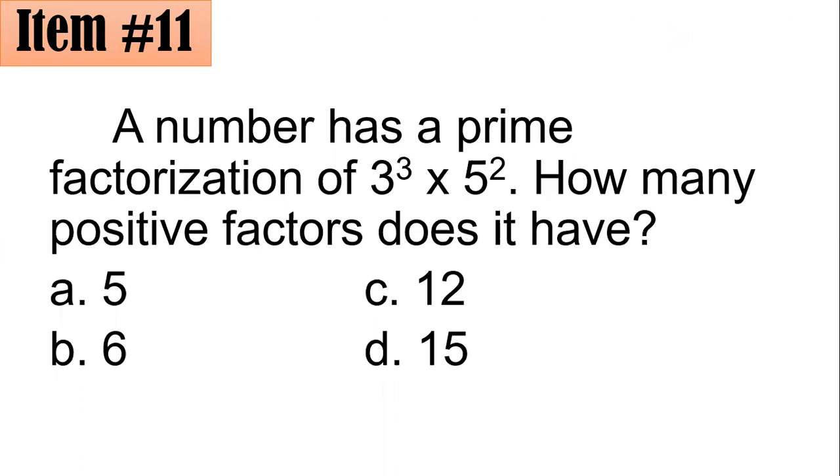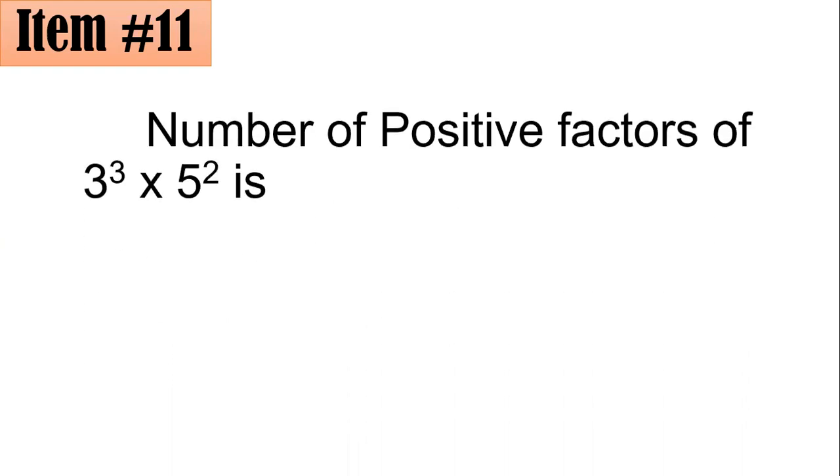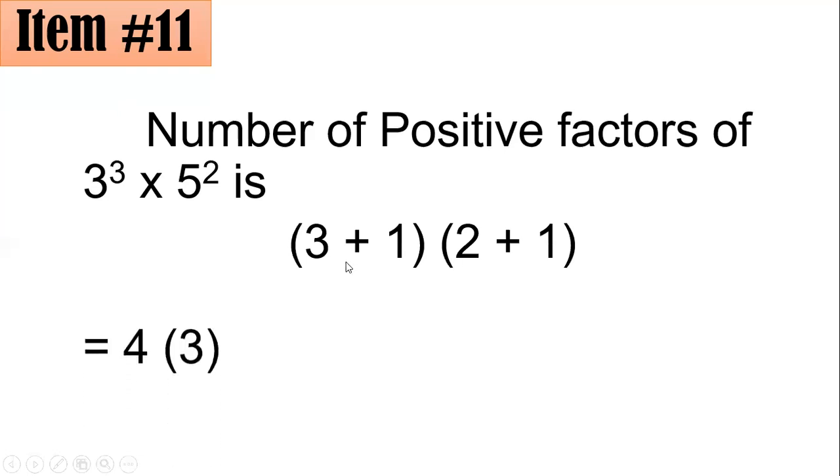So actually, we will be invoking number theory here. Remember that in 3 cubed times 5 squared, you have your prime factors raised to certain positive integral exponents. If this happens, you could review your number theory. What you have to do is add 1 to the exponents. So 3 here is the exponent, 3 plus 1. Here, the exponent is 2, so 2 plus 1. And this is 4 times 3.